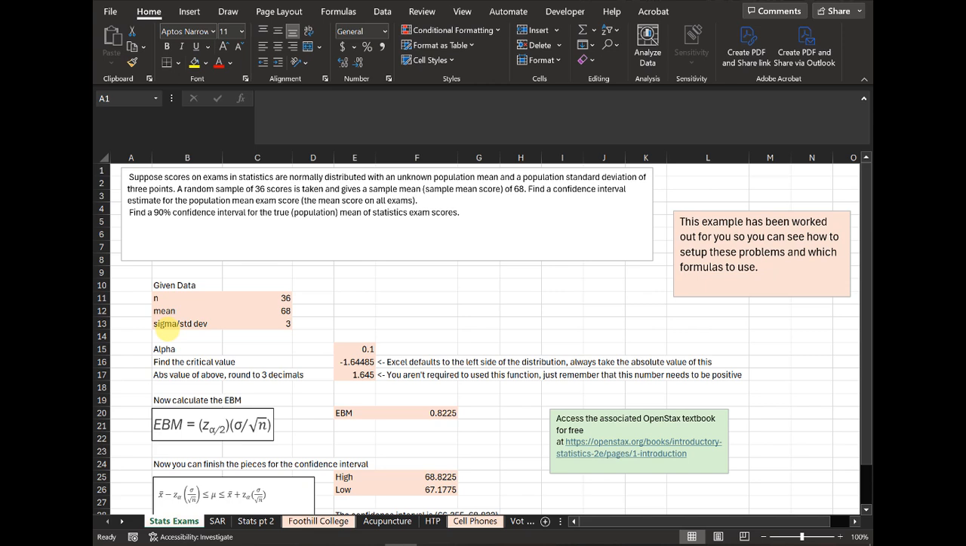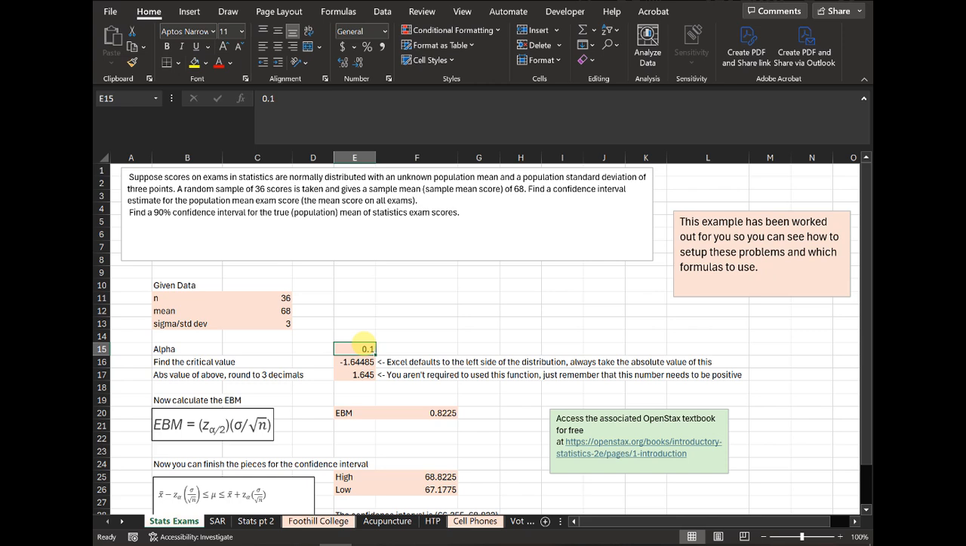And then we need to figure out, when we're building this confidence interval, what are we building it around? So you are told to find a 90% confidence interval. From that, you can find your alpha. Alpha is found by taking 1 minus the 90%, which comes out to 0.1.